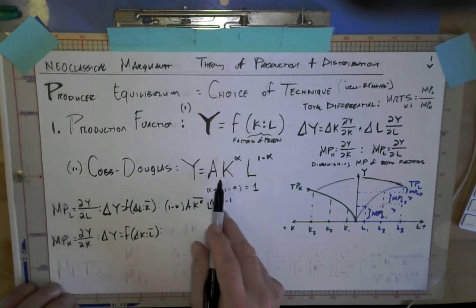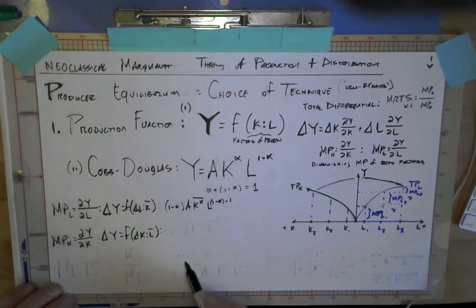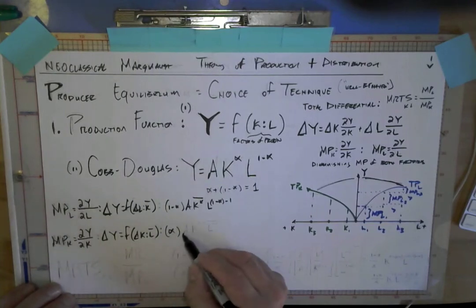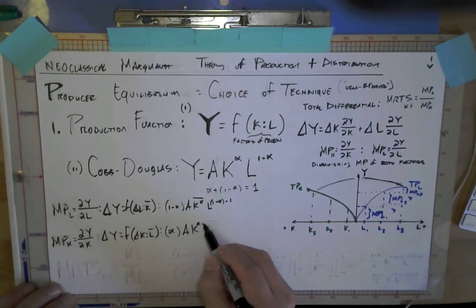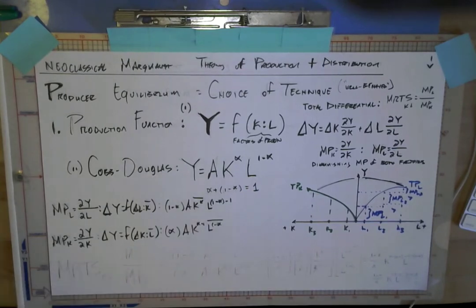All right, now you're going to take your Cobb-Douglas and you're going to hold the labor input constant. So it's alpha times a constant. So it's going to be alpha A K to the alpha minus 1, L to the 1 minus alpha. You're holding that input constant there by virtue of the partial derivative.